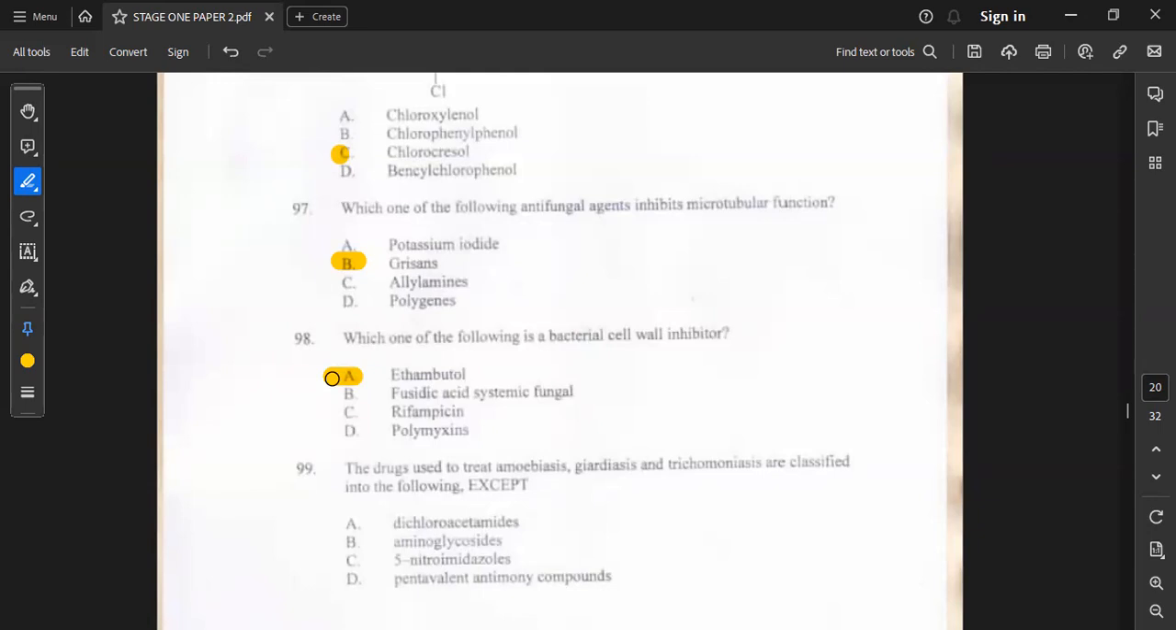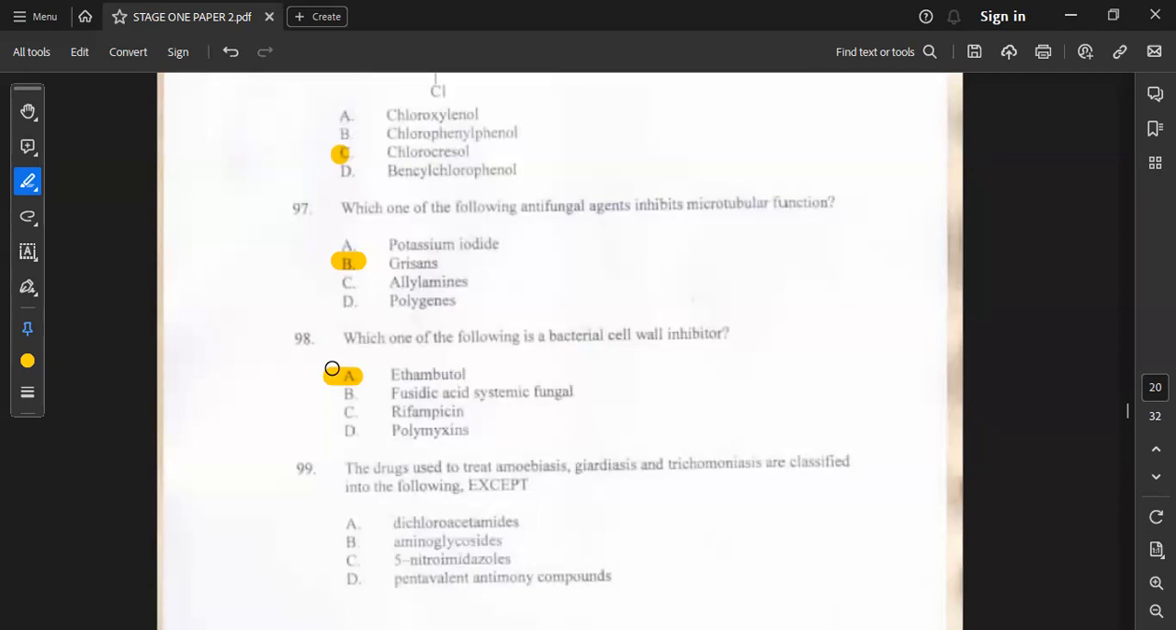What about the other two, pyrazinamide and isoniazid? What are their mechanisms of action? The other two antitubercular drugs, major first-line antitubercular drugs. Pyrazinamide and isoniazid. So isoniazid, it inhibits mycolic acid synthesis.